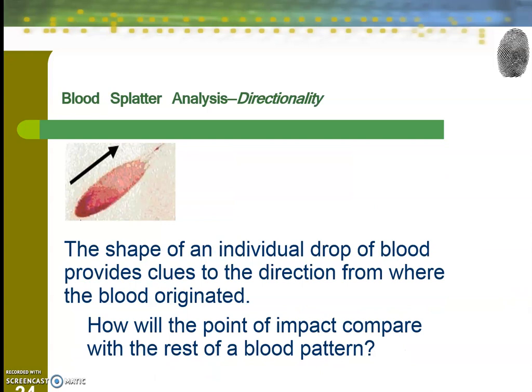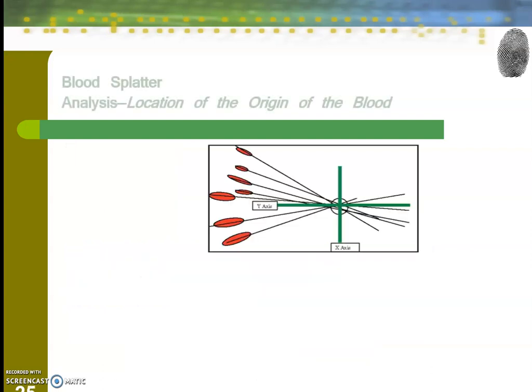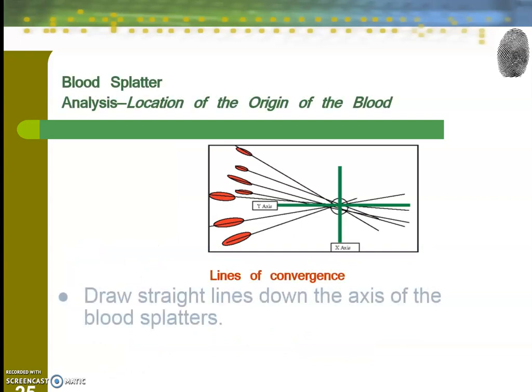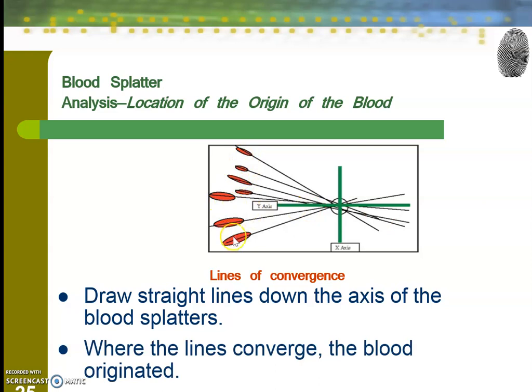Looking at directionality, the shape of an individual blood drop provides clues to the direction of where it originated from. This is going to talk about lines of convergence, and we will get into this next week. So again, lines of convergence: if you have all of these blood drops, you draw a straight line through the center of each, and where those lines for all of those blood drops intersect on that X and Y axis, that general area is where we can assume the wound was inflicted on the victim. And so that is going to help recreate some of those crime scenes and what has happened with them.